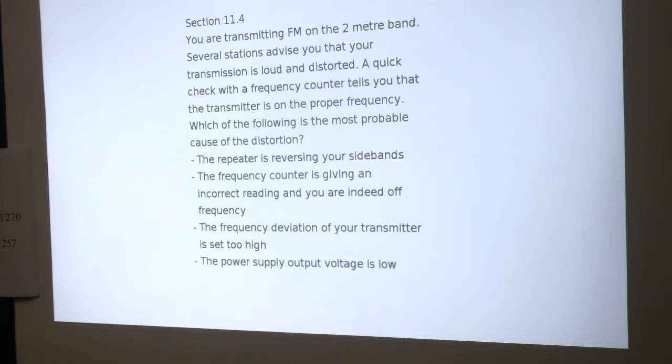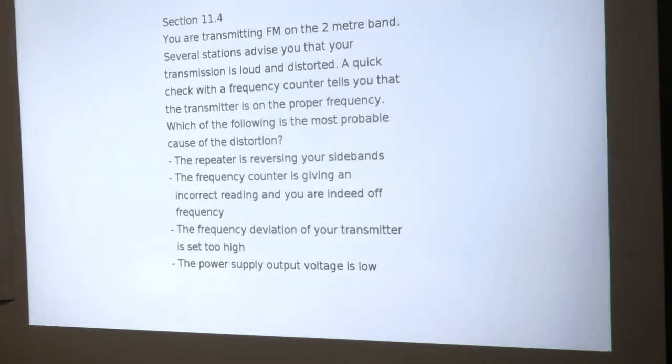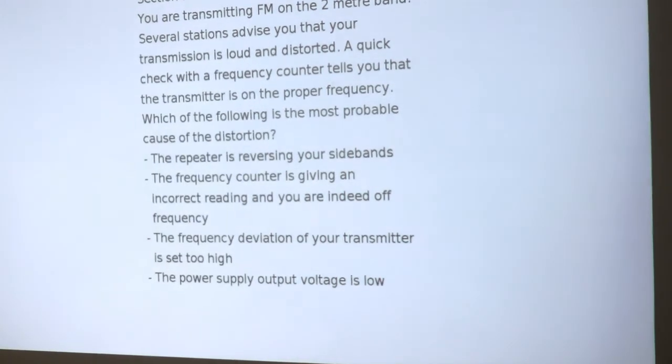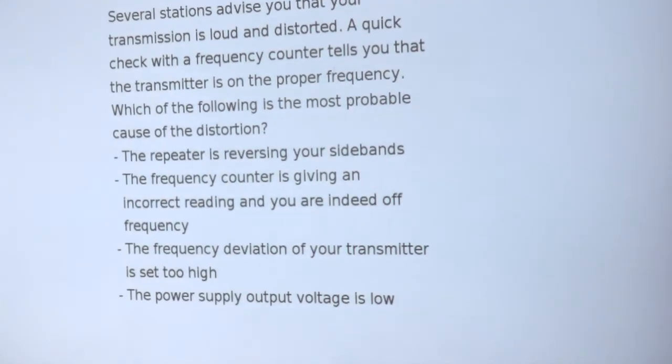All right. Nice long question for us. Here we go. You're transmitting FM on the 2 meter band. Several stations advise you that your transmission is loud and distorted. A quick check with a frequency counter tells you that your transmitter is on the proper frequency. Which of the following is the most probable cause of the distortion? I'll read the answers for you because they're pretty tiny.